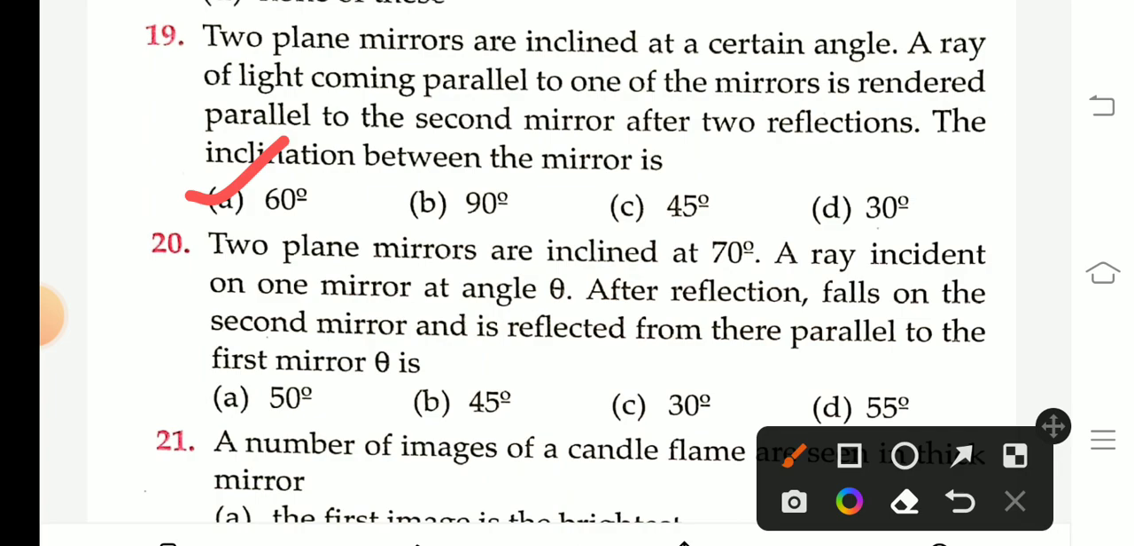Next, two plane mirrors are inclined at 70 degree. A ray incident on one mirror at angle theta after reflection falls on the second mirror and is reflected from there parallel to the first mirror. Theta is... Right answer option A, 50 degree.